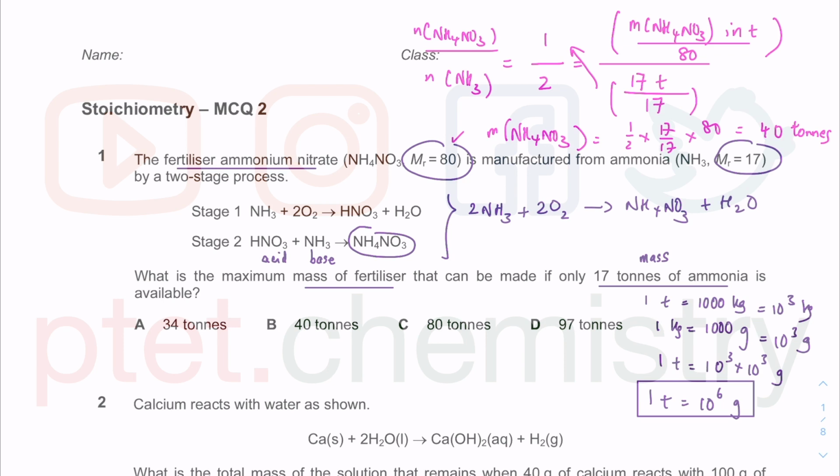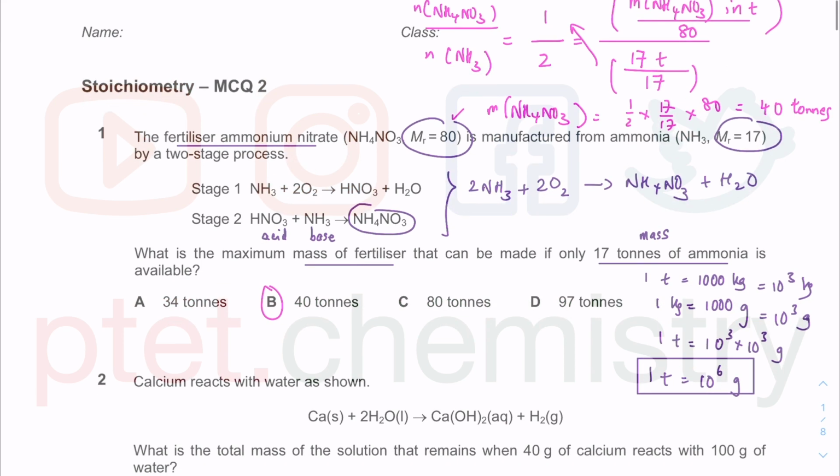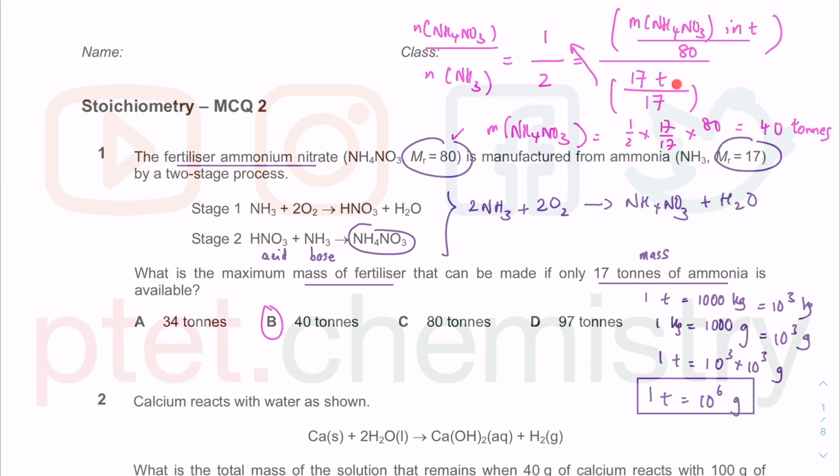0.5 times 17 over 17 times 80, which will give the exact answer which I've done, because I could see the 17 and 17 does cancel out, because 17 by 17 is 1, half of 80 is just 40, and we have defined that to be in tons because this was in tons, so I've gotten my answer there.